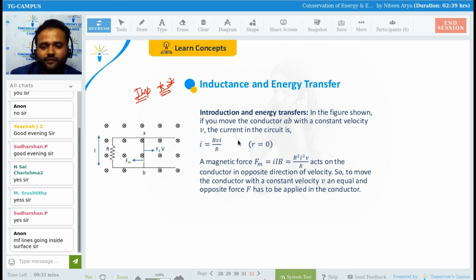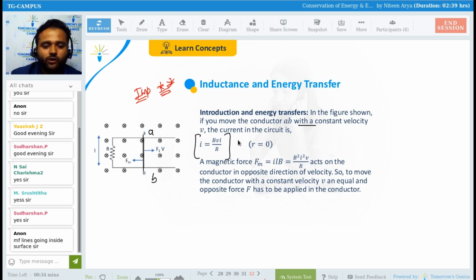Introduction and energy transfer. In the given figure, if you move a conductor AB, what is a conductor? This is my conductor, simply a wire or a conductor of length L. This is my conductor A and B. If you move the conductor AB with a constant velocity V, then the current in the circuit is going to be I equals BLV by R. Fair enough? We understood this thing?